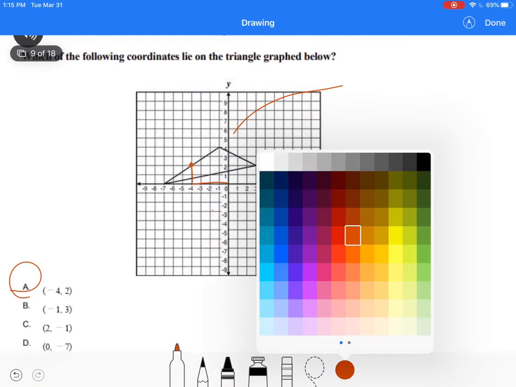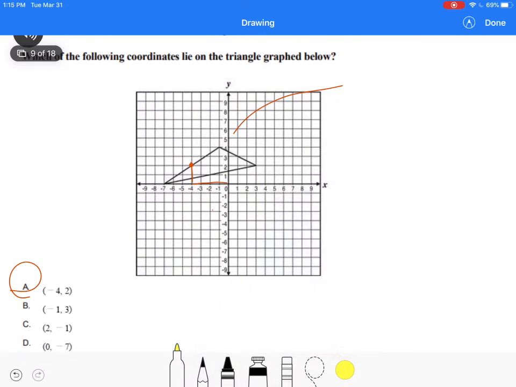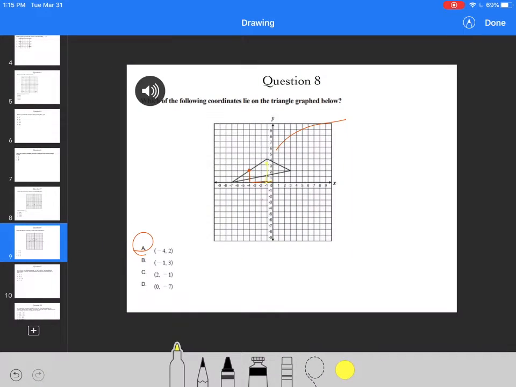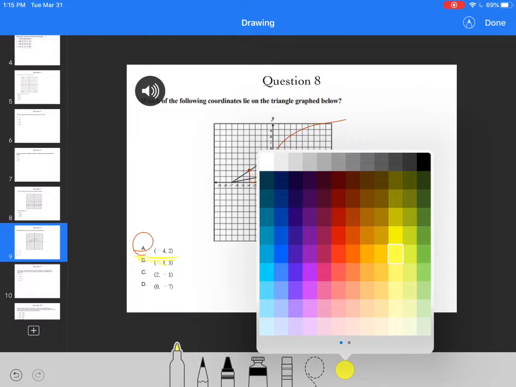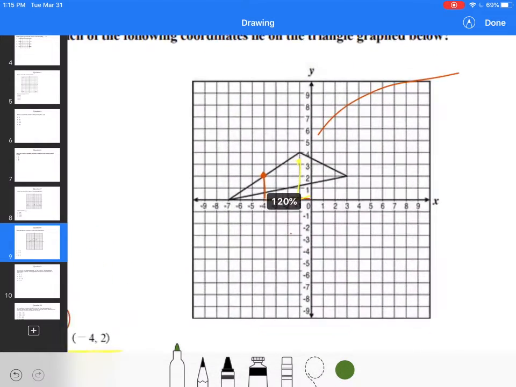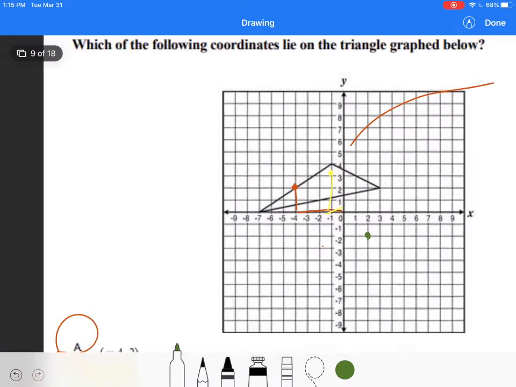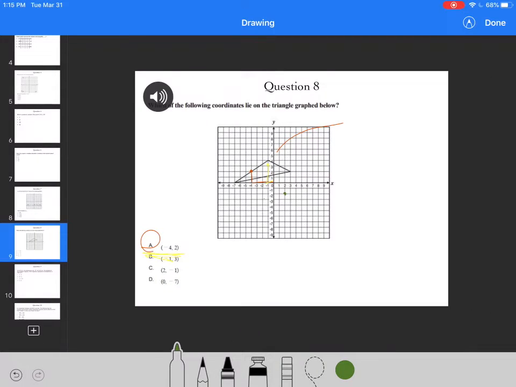So I'm going to change colors. So I have -1 and then +3. So that's inside my triangle, so that's out. So the next one, I'm going to change colors again to -1. So +2, -1. That's not even anywhere near the triangle.